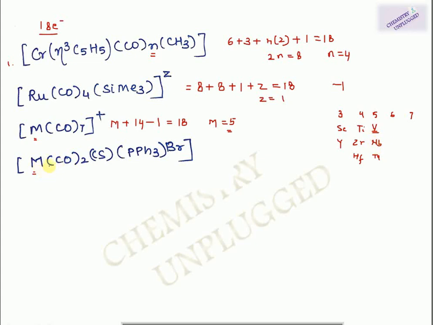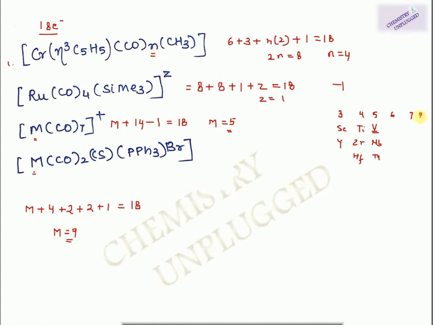In the next example, we again have to find out M. So first we will write M as it is. Then 2CO means a total of 4 electrons. Then CS is also similar to CO, so it will also provide 2 electrons. Then PPh3 will provide 2 electrons and Br will provide 1 electron. And the total is equal to 18. So M will become 4 plus 2, 6, 8, 9, and it will become 9. It means it has 9 electrons in its valence shell.